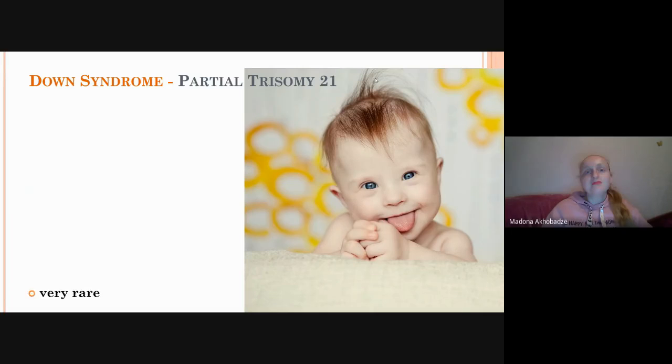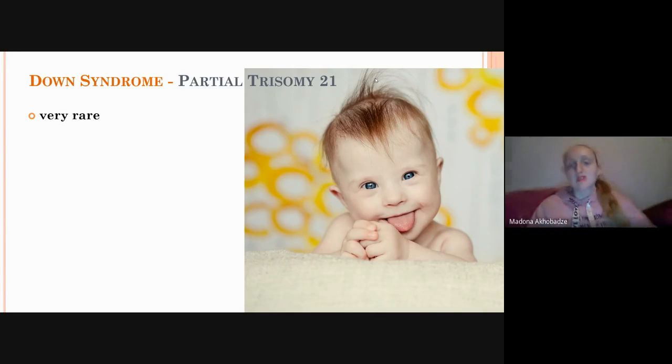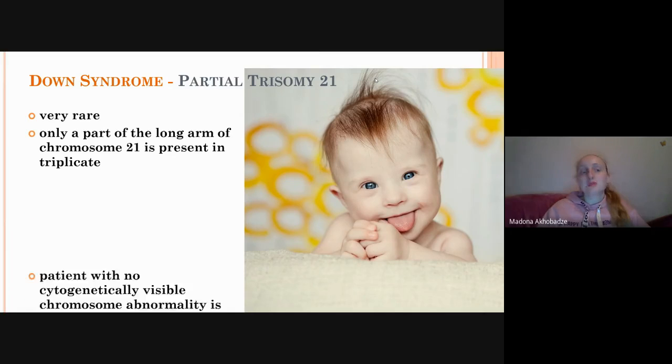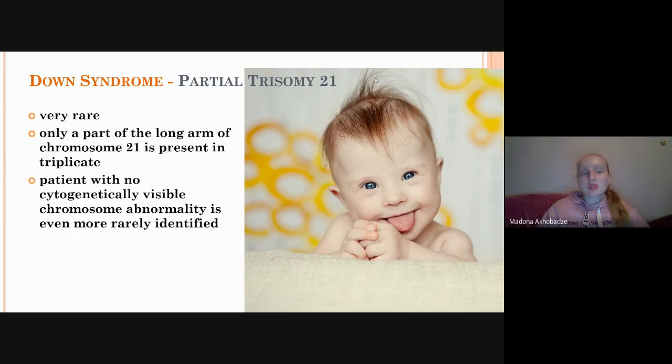Okay. And the last one is the partial trisomy of the 21st chromosome, which is a really, really rare case. It means not the whole chromosome is triplicated, but just a part of the 21st chromosome is given in 3 copies. So only part of the long arm of the chromosome is present in triplicate, and patients with no cytogenetically visible chromosome abnormalities are even more rarely identified. Okay.